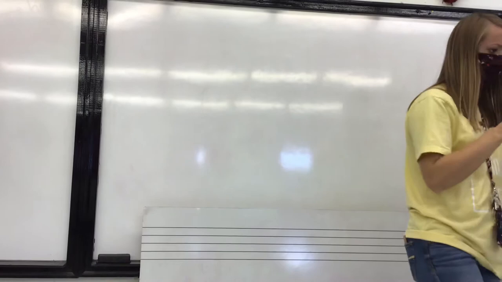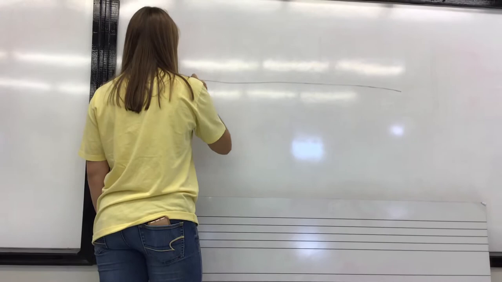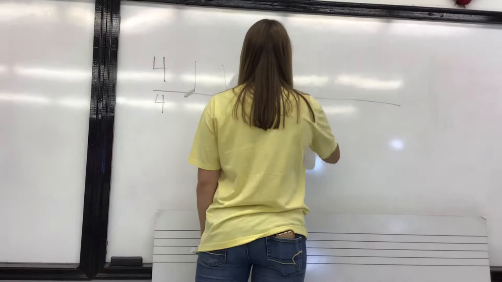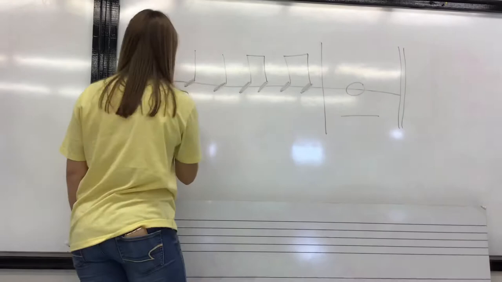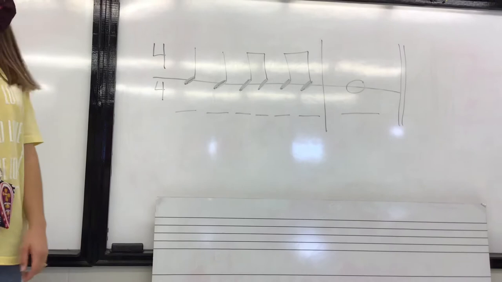All right, so again, we are in 4/4. So we know that there are 4 beats per measure. Okay, let's see. Can you see, CJ? Mm-hmm. Good. I know that black marker is running out of ink. Okay, so we've got another one.